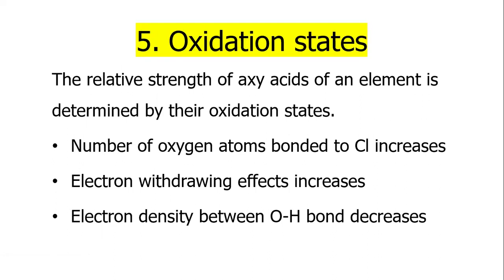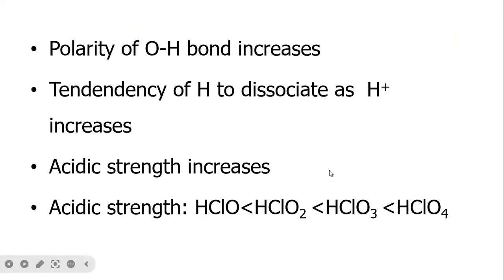Oxidation state: the relative strength of oxy acids of an element is determined by their oxidation states. Number of oxygen atoms bonded to chlorine increases. Electron withdrawing effect increases. Electron density between the oxygen and hydrogen bond decreases. Polarity of the OH bond increases. Tendency of the hydrogen to dissociate as H+ increases. Acidic strength increases.